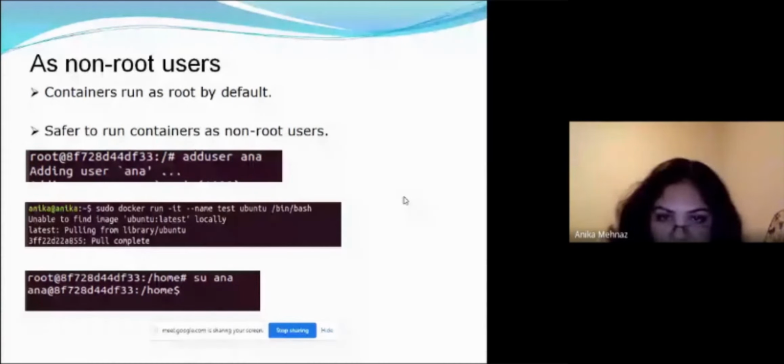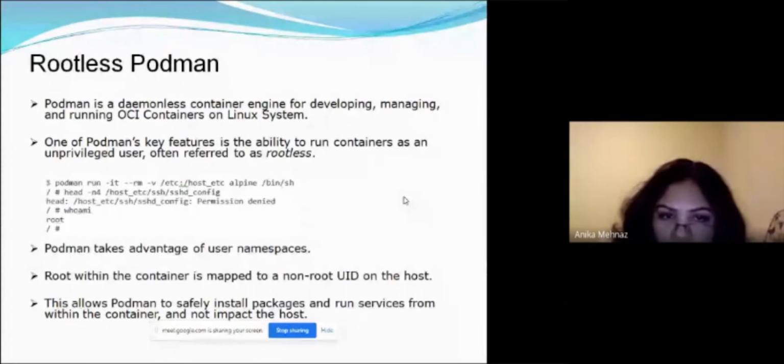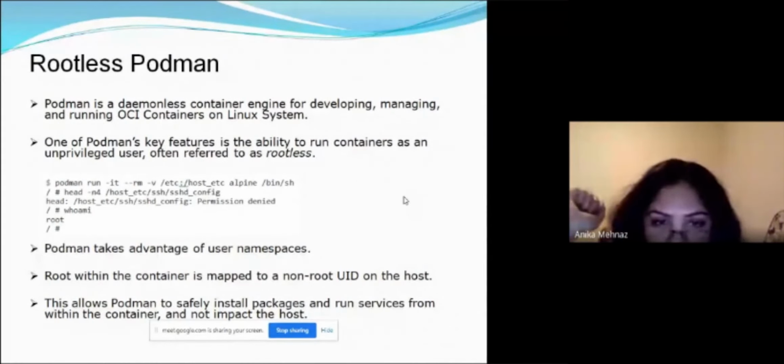These are some of the screenshots I have taken. Another thing you can do is rootless Podman. Podman is a daemonless container engine for developing, managing, and running OCI containers on a Linux system. One of Podman's key features is the ability to run containers as an unprivileged user, often referred to as rootless. Here in the screenshot, we are trying to access the sshd config file, and the permission is denied. But when we type whoami, we get root.